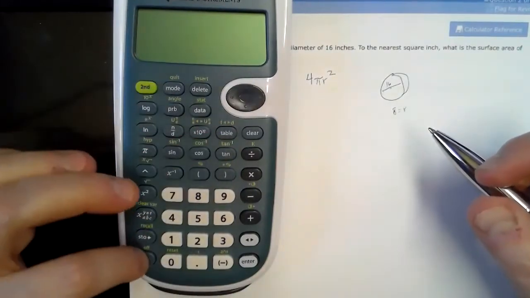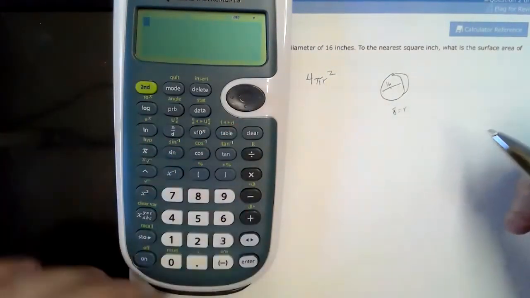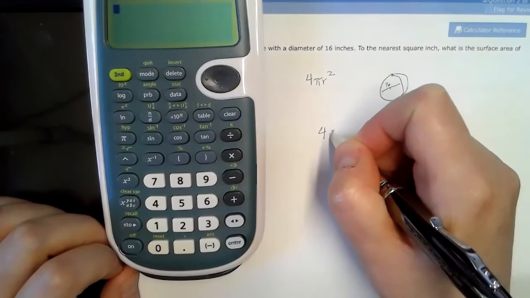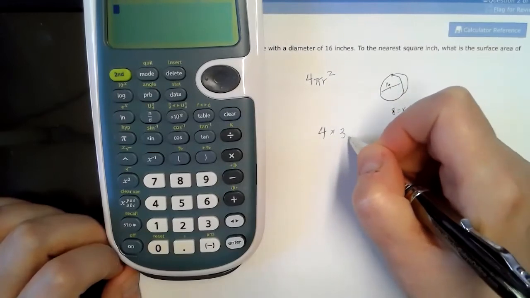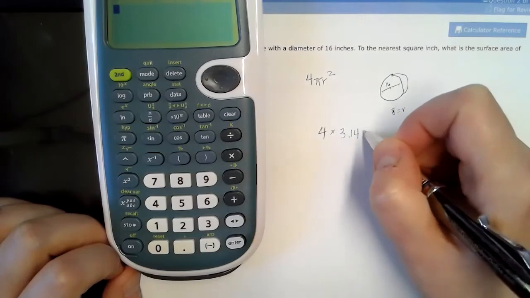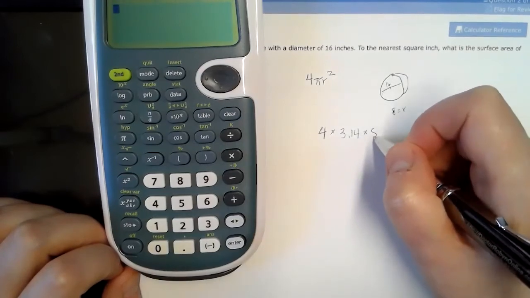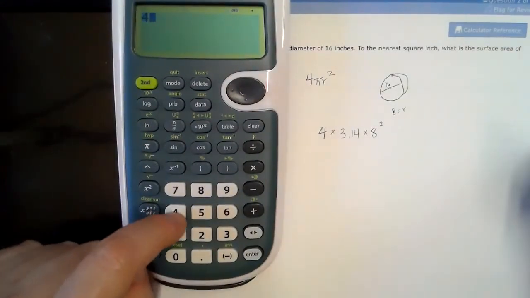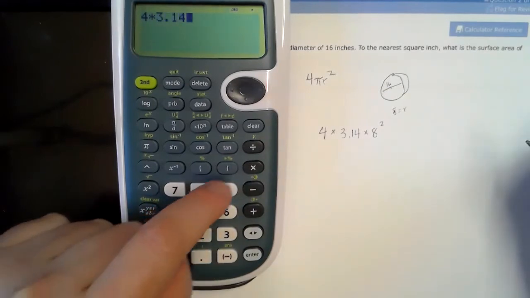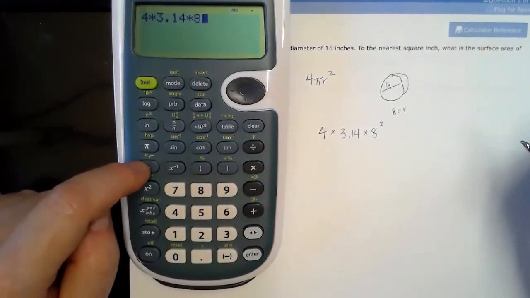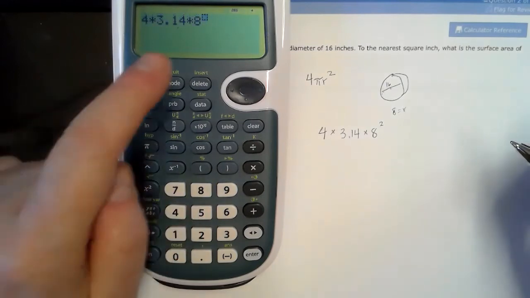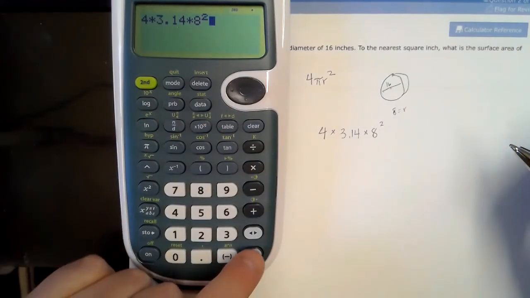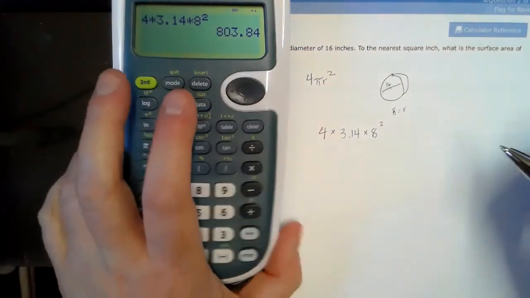All right, we've got 4 times pi, which is 3.14, times radius, that's 8 squared. Now we're just going to punch it in. So 4 times 3.14 times 8. Hit the little exponent button here. See your superscript, the 2, arrow out, so it goes back to normal. Enter. 803.84.